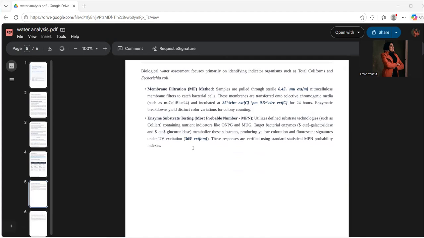Enzyme substrate testing utilizes defined substrate technology, such as Colilert, containing nutrient indicators like a target bacterial enzyme. Bacteria metabolize the substrate, producing yellow coloring and a fluorescent signature under UV excitation. The response is quantified using a standard statistical probability index.